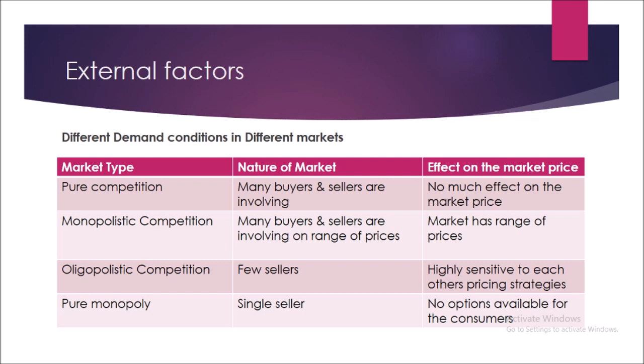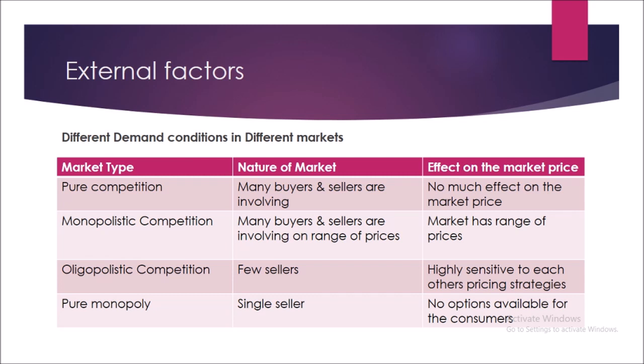But when it comes to monopolistic competition, there are many buyers, but the sellers deal with ranges of prices, as well as maintaining their prices. So the market has a range of prices, and there are many different ranges where there can be an impact on the market price.